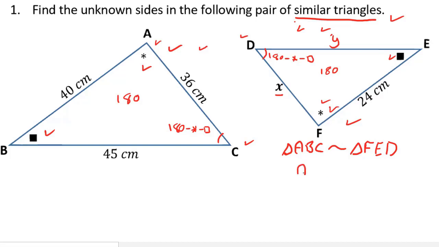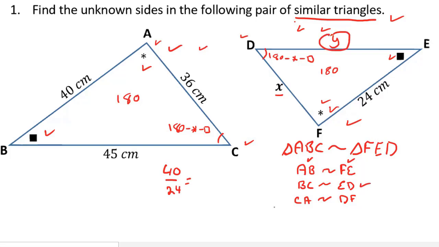The corresponding sides are going to be AB and FE, BC and ED, and finally CA and DF. And we can use these corresponding sides to write our proportional statement. Because we know the measure of both AB and FE, I'm going to start with those two. AB is 40 centimeters and FE is 24. And let's first try to figure out what Y is. So we'll use these corresponding sides. So on the bottom is DE, we'll write down Y, and the corresponding side is BC, and BC is 45. So there's our first proportional statement.